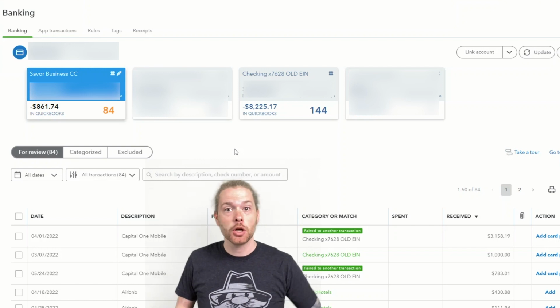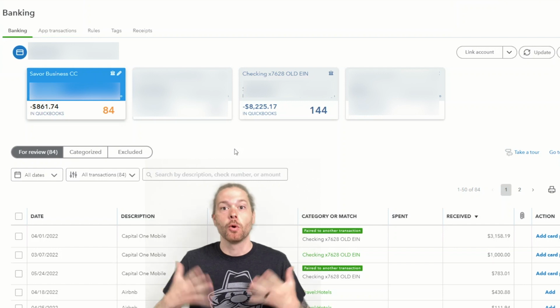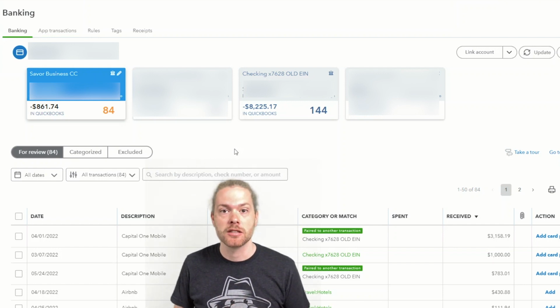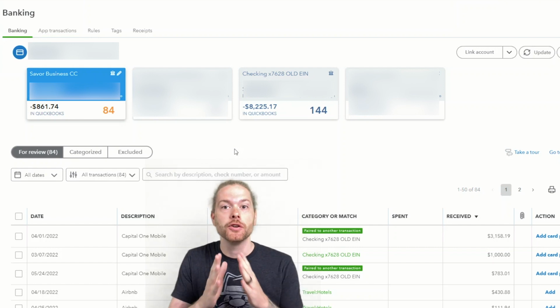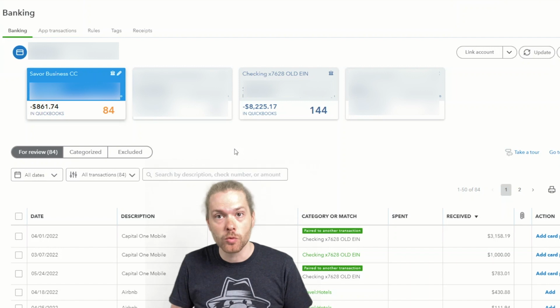Hey everybody, let's talk about matching credit card payments in QuickBooks. All right, so we're on the banking screen in QuickBooks where all of your transactions download for you to categorize. And first and foremost, I want you to be patient. This won't work if you rush.